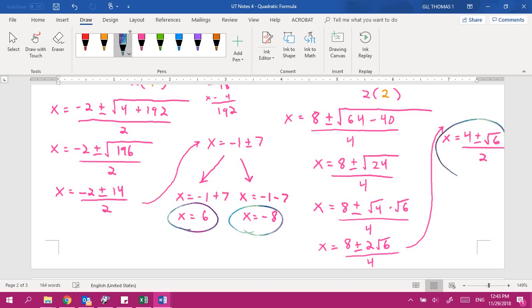Wait, why is it over 2? Because you got to divide everything by 2. The top and the bottom. So 8 divided by 2 is 4, right? This 2 divided by 2 is 1, so it's invisible. And then the bottom, 4 divided by 2 is 2. Oh, okay. Got it? All right.